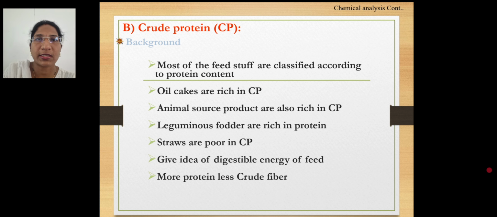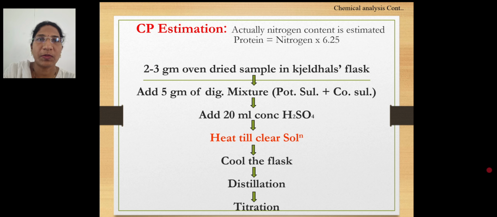Then it gives an idea of the digestible energy of feeds and fodder. More protein, less crude fiber. Then CP estimation: which formula is utilized for the crude protein estimation? Actually, nitrogen content is estimated. Protein is equal to nitrogen into 6.25, that is the factor.